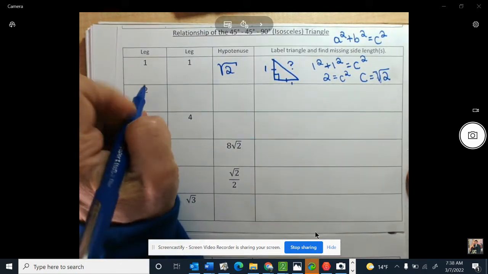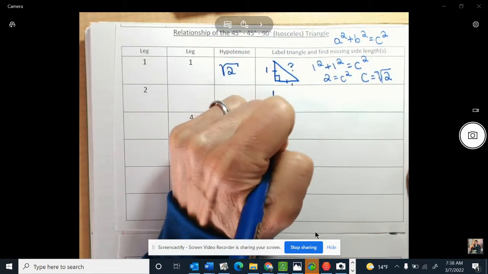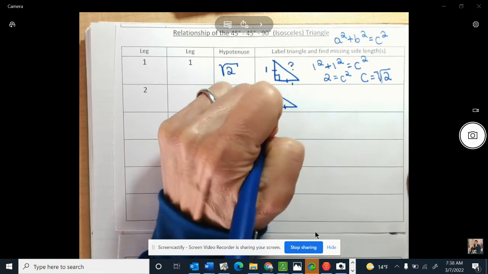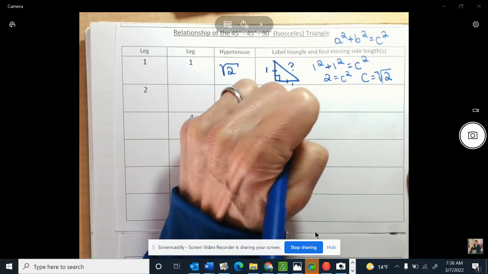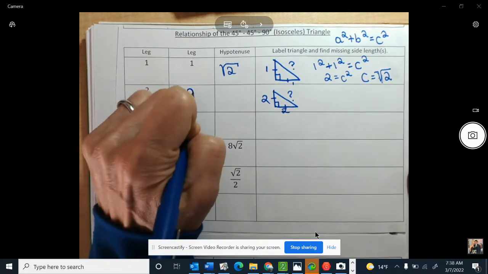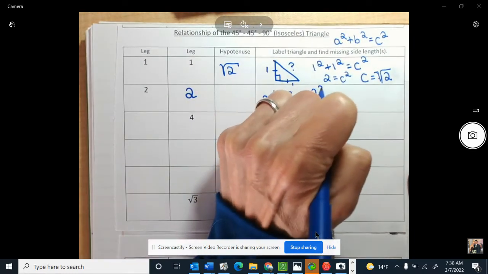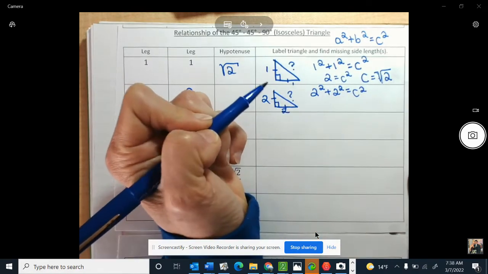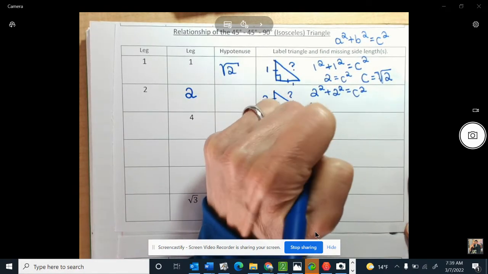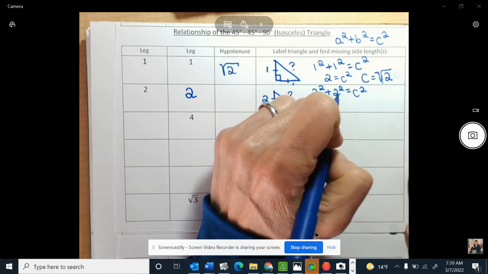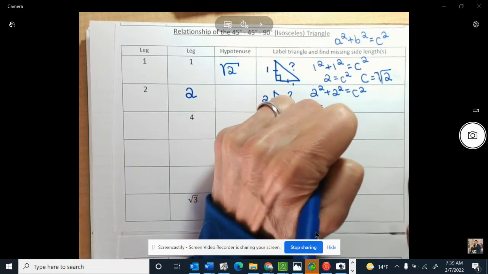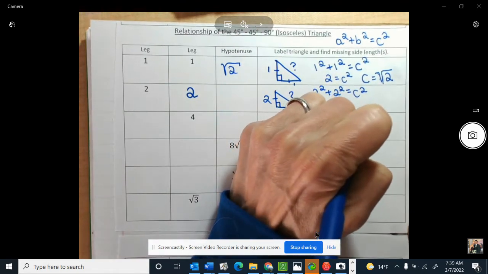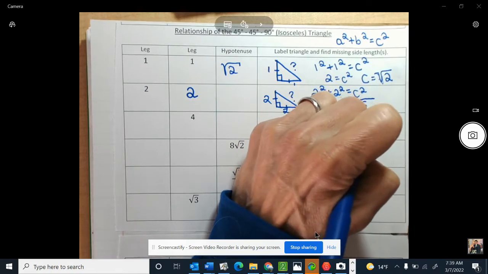Now here again, a 45-45-90 right triangle has the same legs and then a hypotenuse. So let's look at what that hypotenuse is. 2 squared plus 2 squared equals c squared. 2 squared is 4, so we have 4 plus 4, which is 8. So c squared equals 8. That means c is equal to the square root of 8.